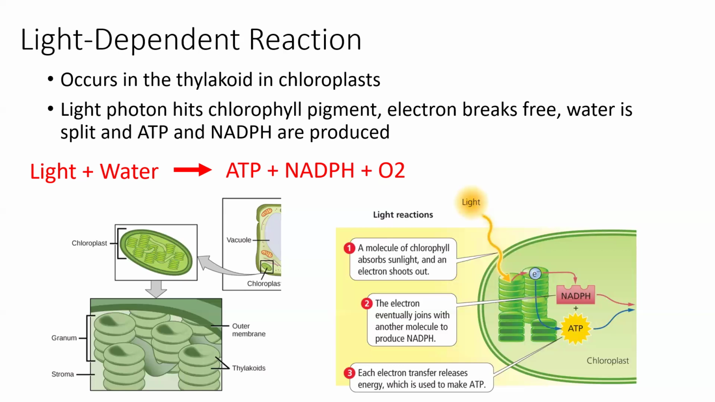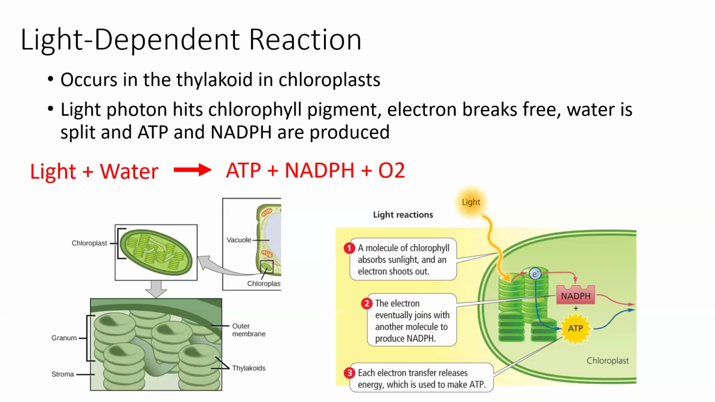So light photons hit chlorophyll pigments located in those specific organelles. Electrons are taken from water. That water is split, and then we get ATP and NADPH. And I'll talk a little bit more in detail about how this happens in the next couple slides.